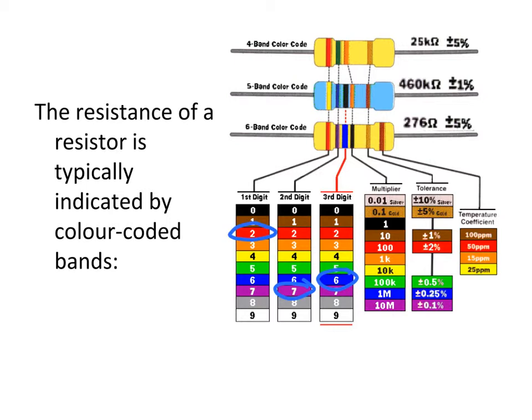Then we have a multiplier, which is a black band, and a black band indicates that we multiply by 1, and the second last band is gold, and so that's going to be plus or minus 5% again. This last band over here is for the temperature coefficient, as we can see, and that tells you how the resistance will change depending on the temperature of the resistor.